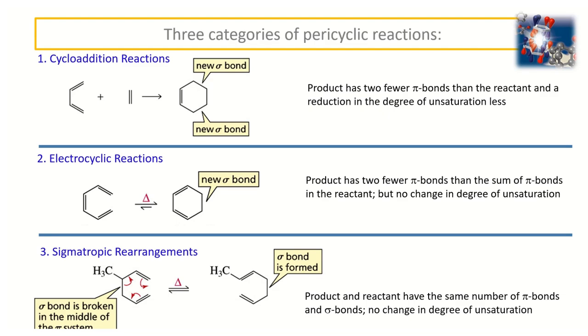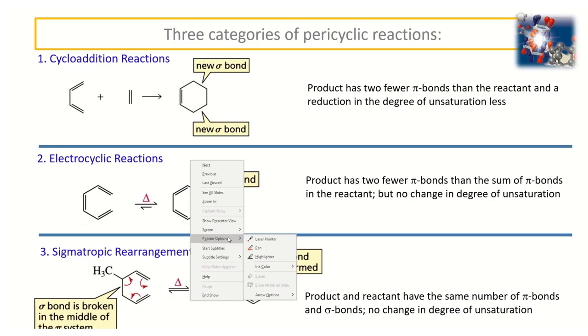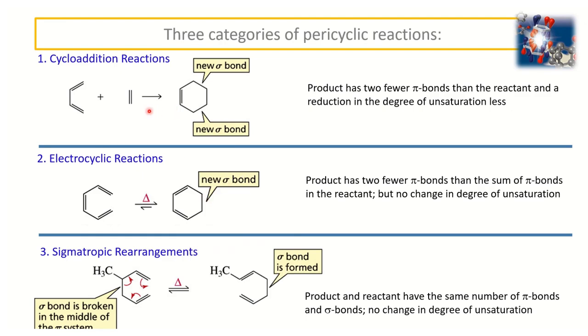The three categories that we should focus on are cycloaddition, electrocyclics, and sigmatropic rearrangements. In cycloadditions, as you can see, we start off with 3 degrees of unsaturation, 2 here and 1 there, and we end up with 2 degrees of unsaturation, 1 in the ring and 1 as a double bond. So we've lost a degree of unsaturation, hence it is an addition reaction. The product has 2 fewer pi bonds than the reactant.